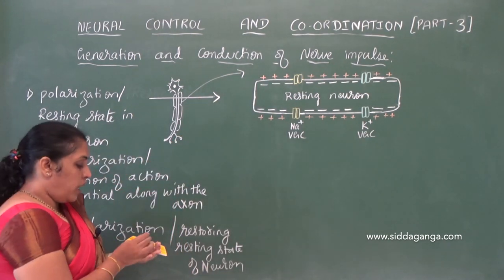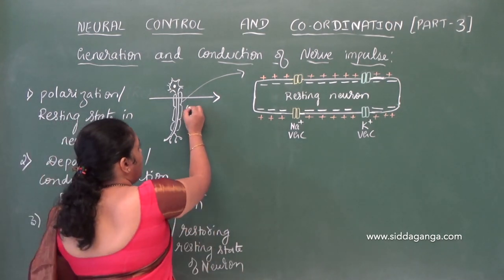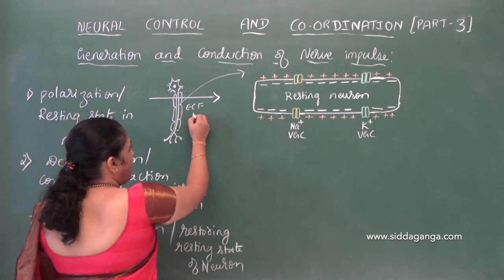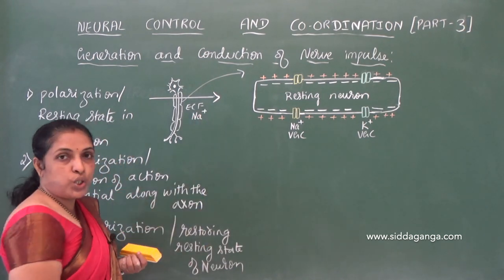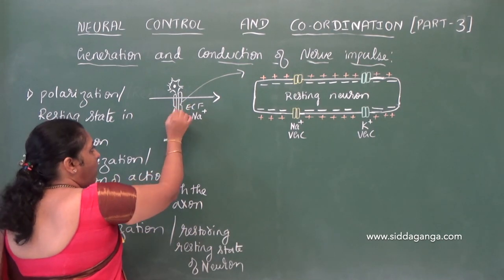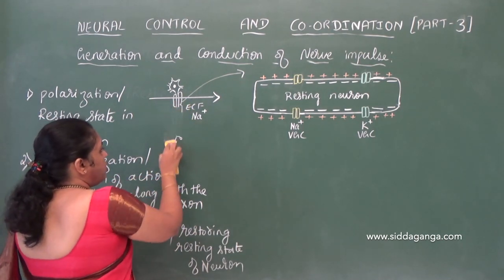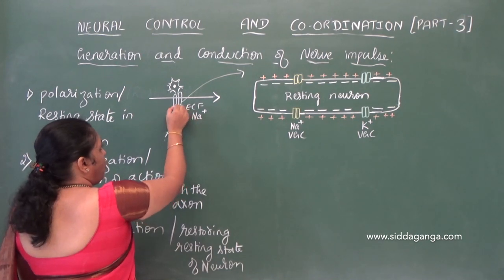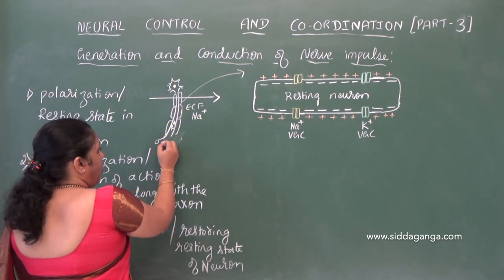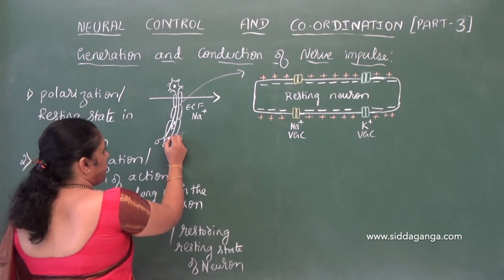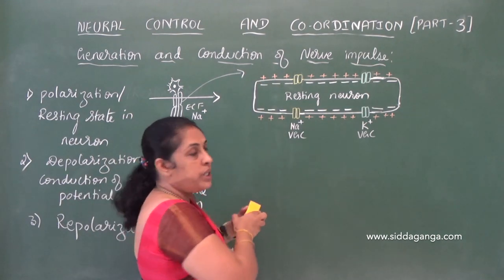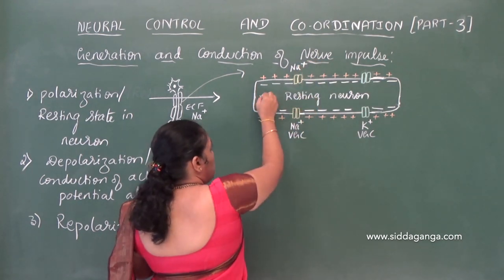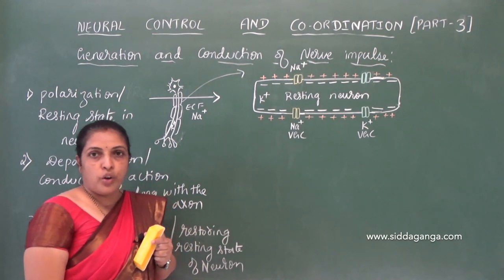When neurons are at rest, outside the axon, that is in the extracellular fluid, we see sodium ion concentration will be more. Again, inside the axon, we see potassium ion concentration will be more. So outside the axon we see more sodium ion concentration, and inside we see more potassium ion concentration.